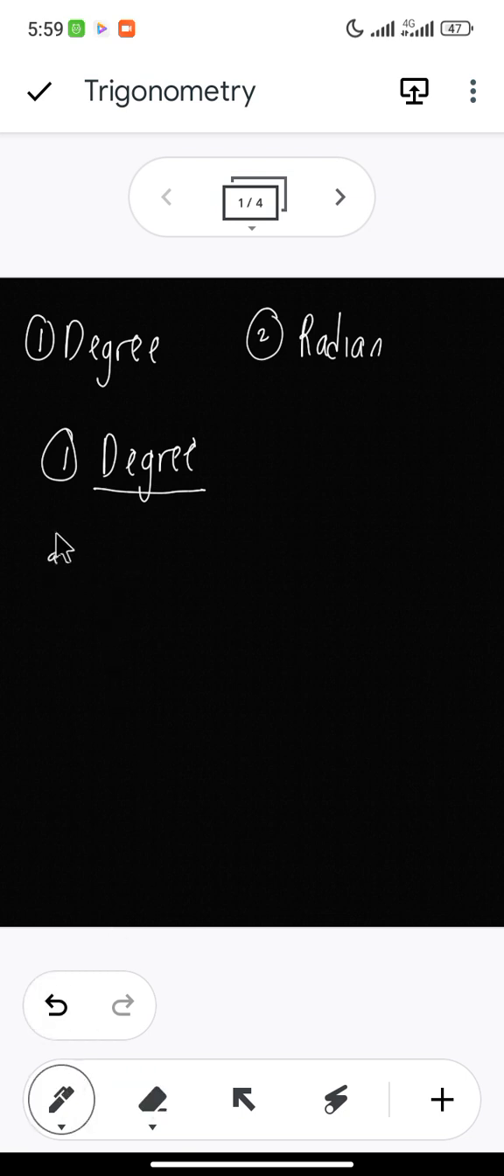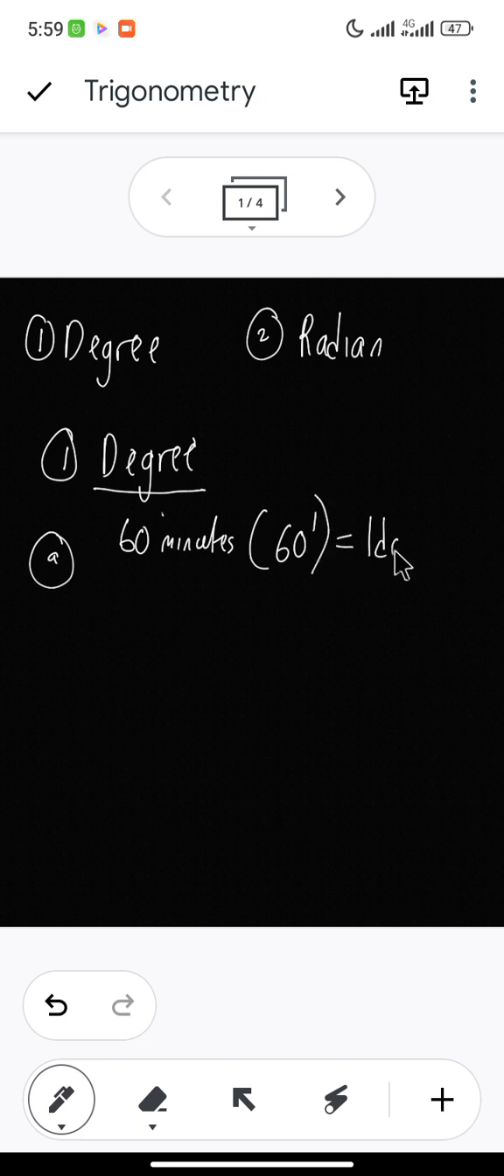So let's take example A. Okay, it's important to note that 60 minutes, denoted with this symbol 60 prime, gives you 1 degree. This is 1 degree. So it's important to note that 60 minutes gives 1 degree.